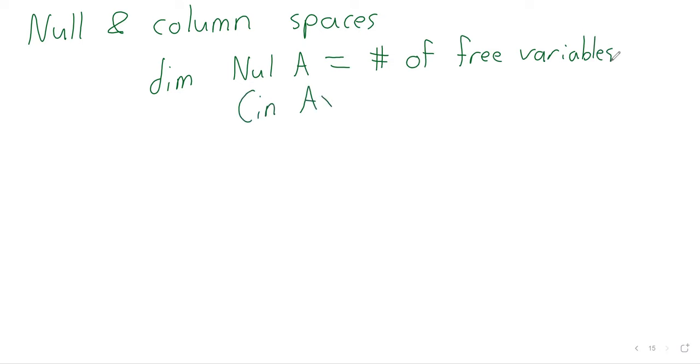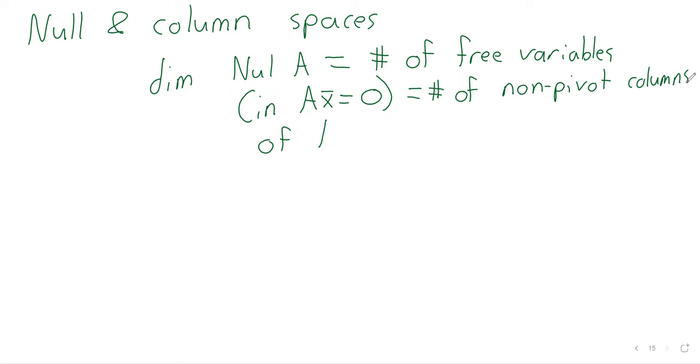In the equation, it's awkward sometimes. You want to talk about free variables, and then it's what variables? There isn't any equation. You just have this array. So it's the number of free variables you get when you solve AX equals zero, which is the number of non-pivot columns of A. That's a cleaner definition that doesn't require you to write down this equation, AX equals zero.